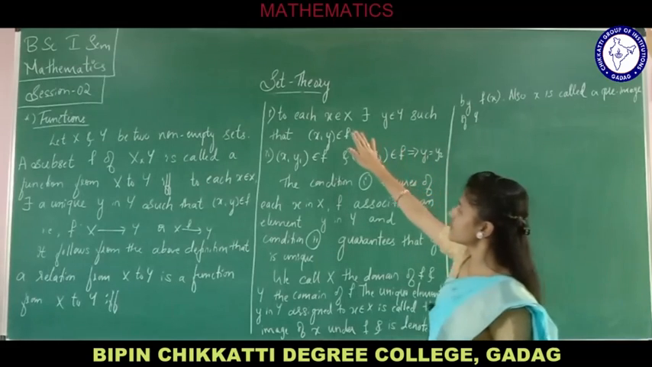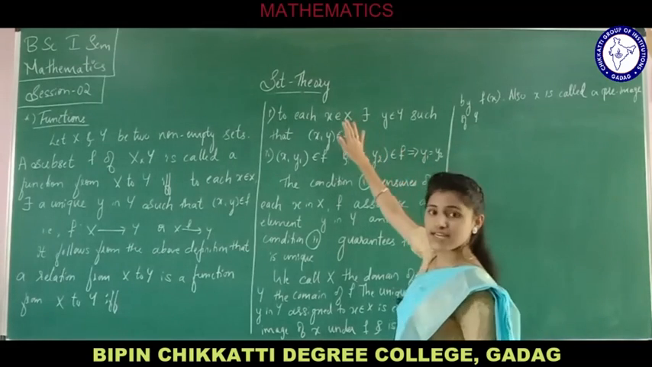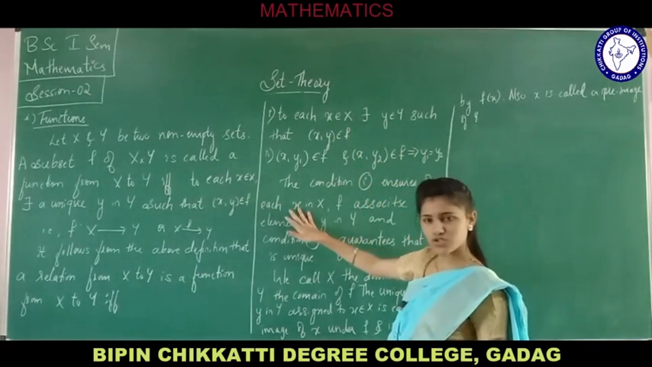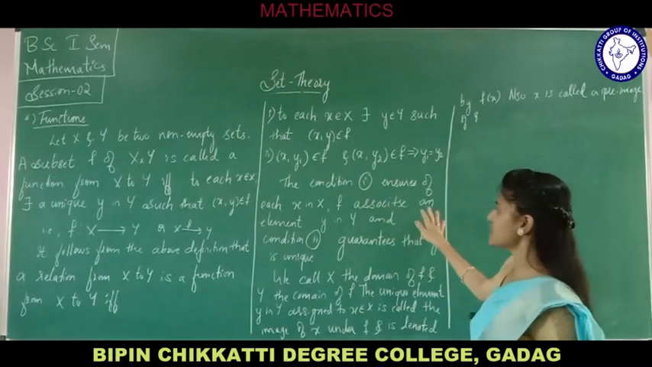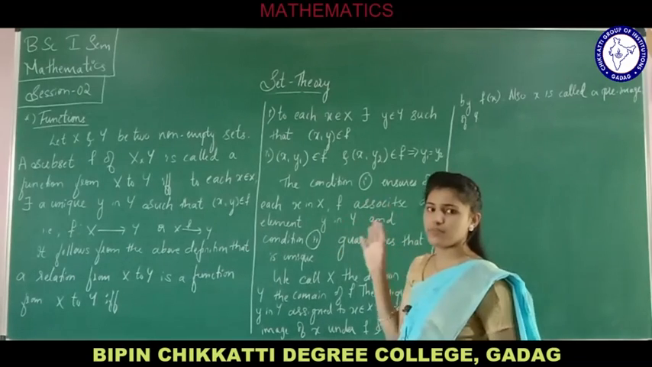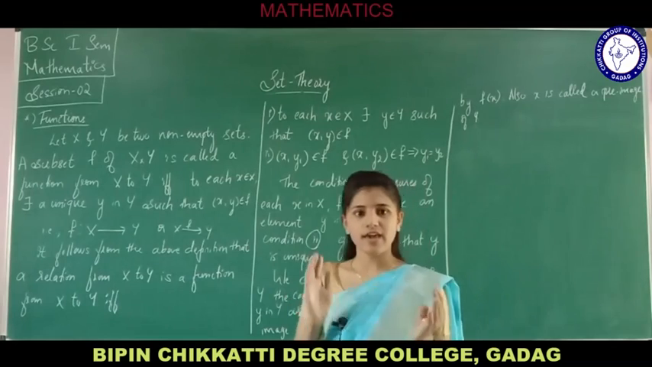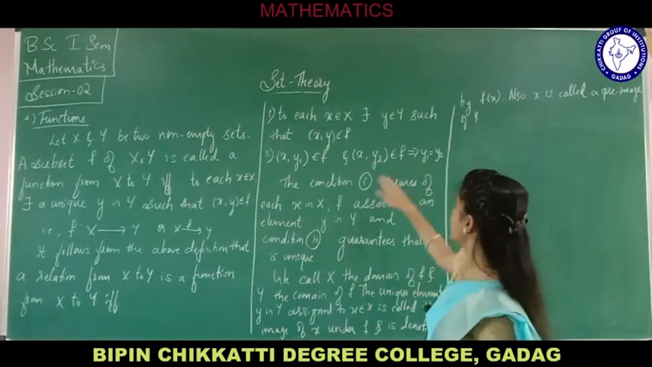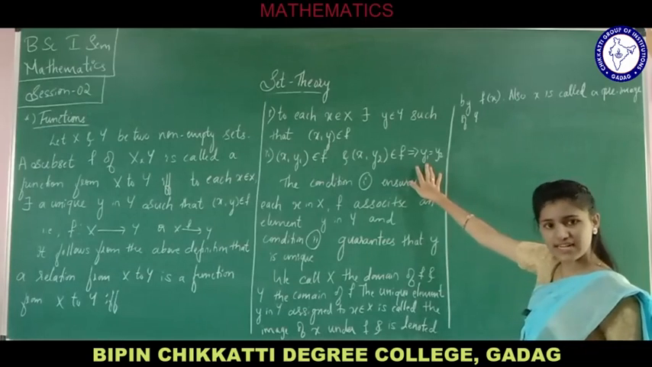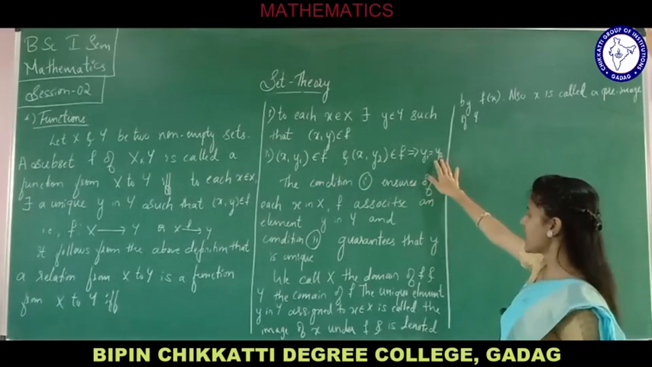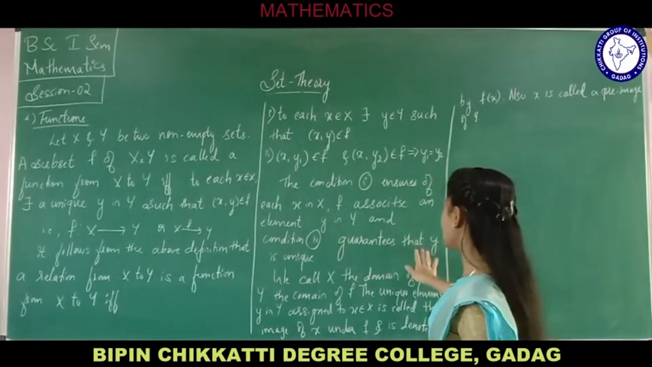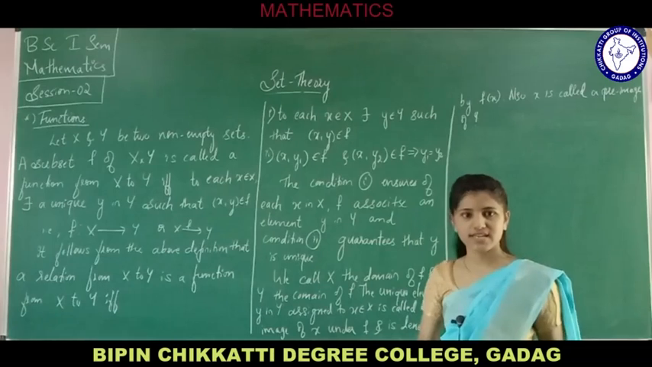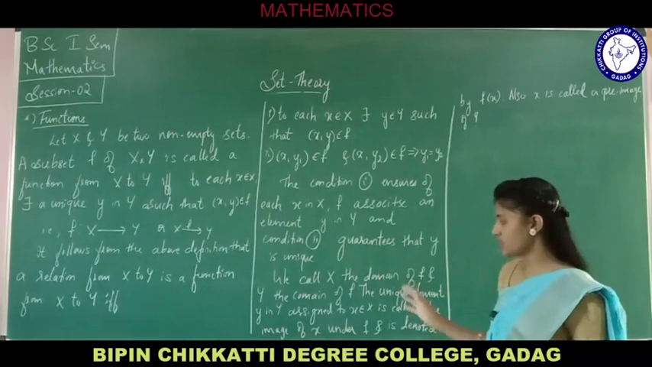See, what does condition 1 state? Condition 1 states that for each x belonging to X, F associates an element y in Y. This means for every x, F should associate one value in Y. The second condition states that y is unique: for a given x, y is going to be unique.